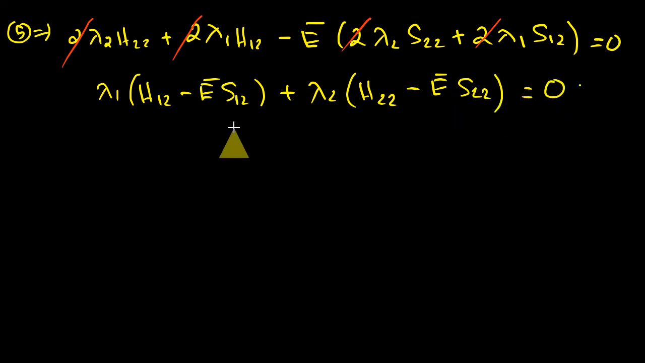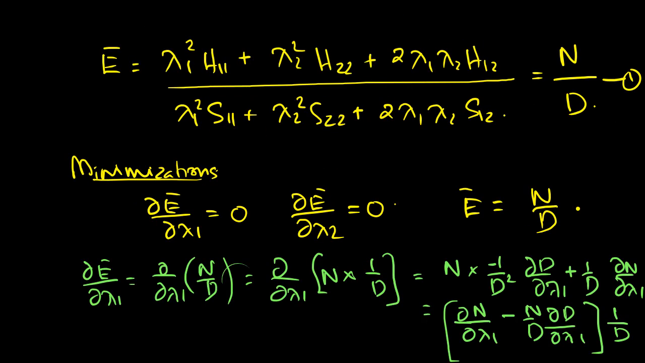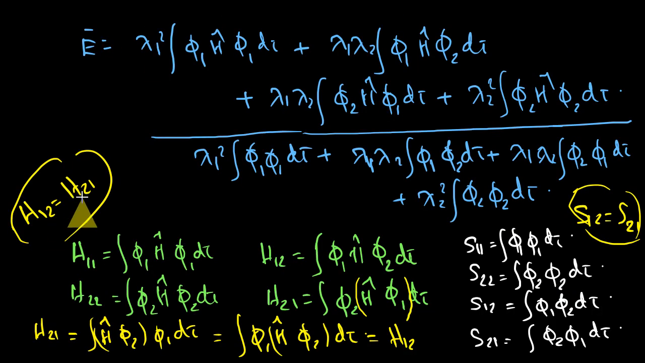And again we can rearrange this as λ1 into H12. H12 is equal to H21, we learned that earlier. See, here we learned this: H12 is equal to H21 and S12 is equal to S21. That is what we are substituting there.